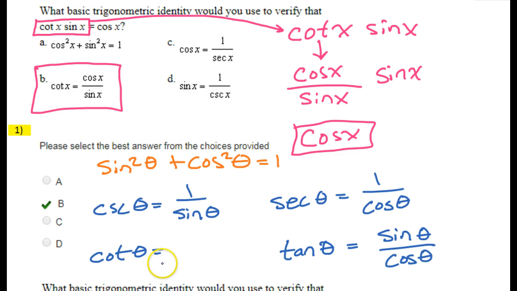One more thing real quick. Tangent is sine over cosine, so the reciprocal of that is cosine over sine. So you'll see this version of cotangent more often. In fact, that's the version that showed up in this very problem. So make sure you have it written down.